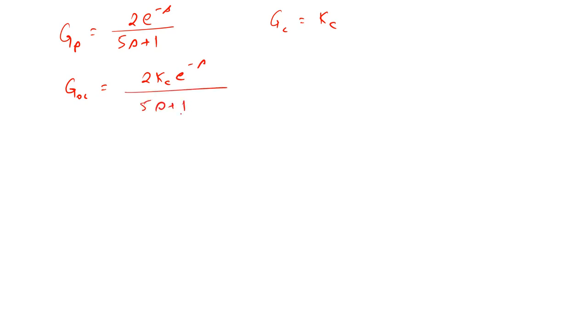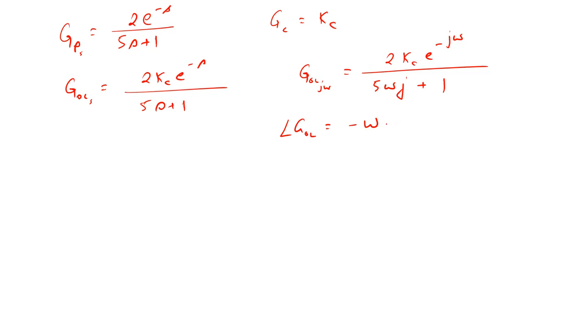Therefore the loop transfer function is 2 KC e to the power minus s divided by 5s plus 1. If I replace s with j omega, I get the open loop as 2 KC e to the power minus j omega divided by 5 omega j plus 1. The angle of G, since gain doesn't affect the angle, is minus omega, minus tan inverse of 5 omega, because it is in the denominator.